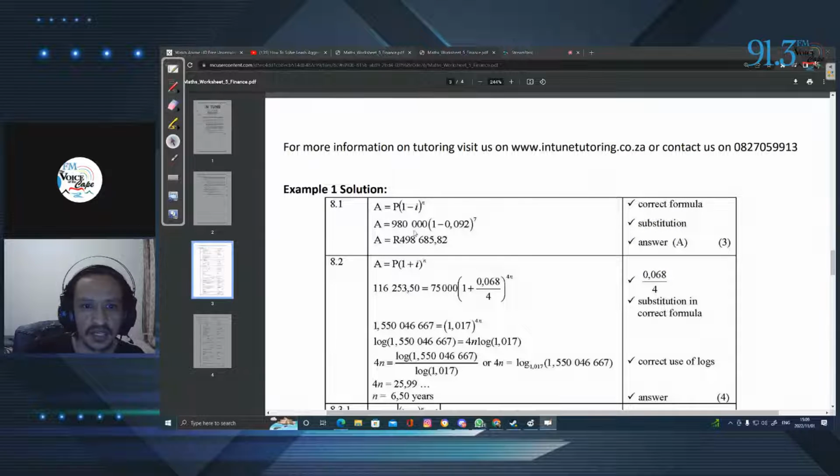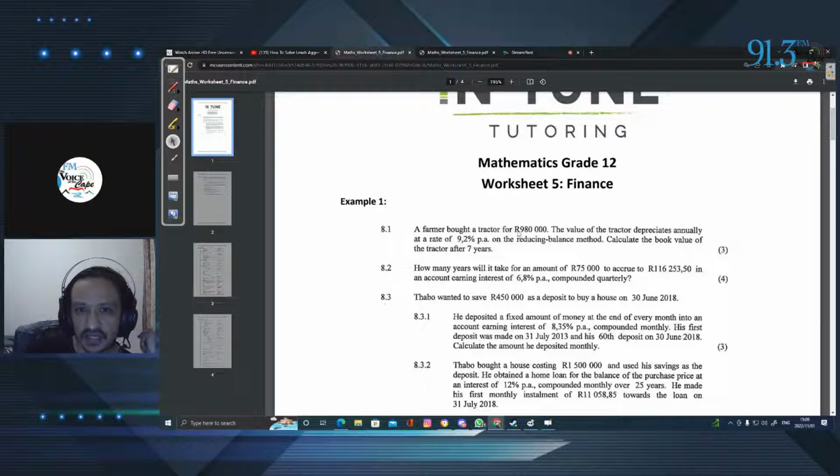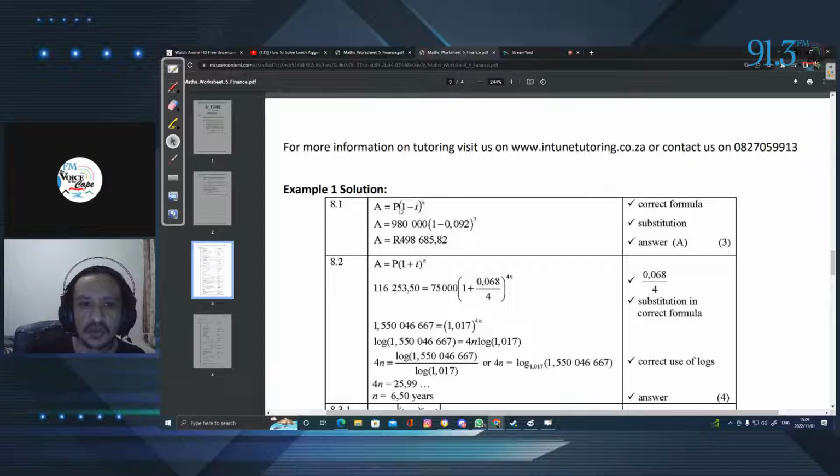The formula is A equals P(1 minus i) to the power of n. It's important to understand what these values stand for. This P symbol indicates the valuation of the tractor, basically the value at which you bought the tractor, so 980,000 Rand. After some time, this value is going to depreciate. It's not going to remain 980,000 Rand year after year. And the formula states A equals P(1 minus i) to the power of n.